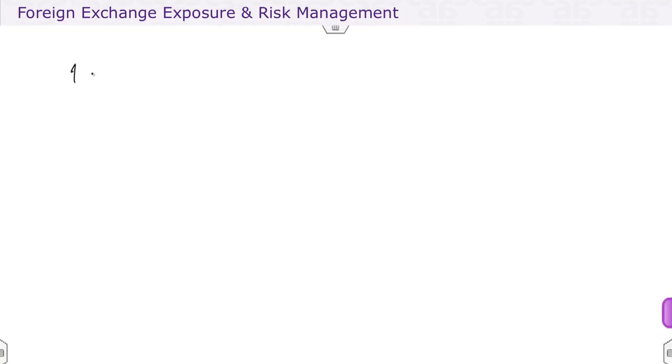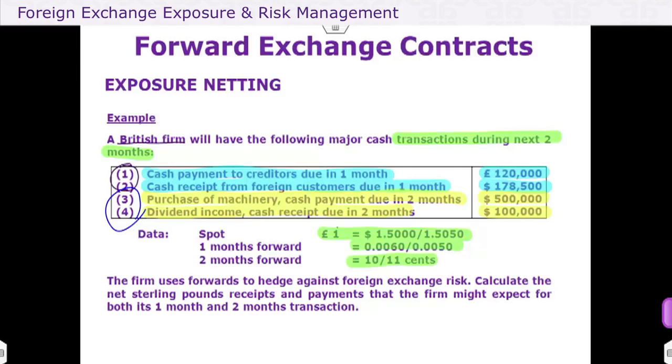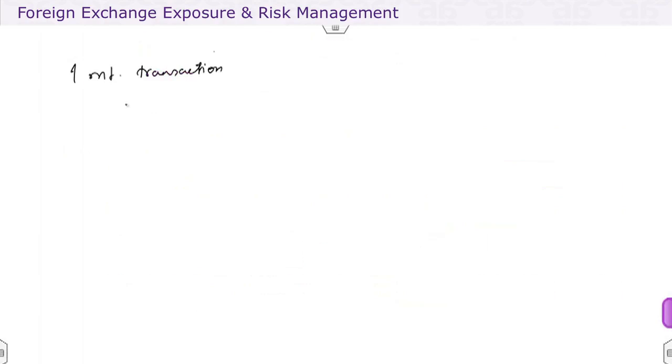So for 1 month transactions, what is the rate which is given here? You have been given spot, 1 British pound is 1.5000, 1.5050. So the spot rate of 1 British pound sterling is equal to 1.5000 and 1.5050 dollars. The buy rate is 1.5000, the sell rate is 1.5050.